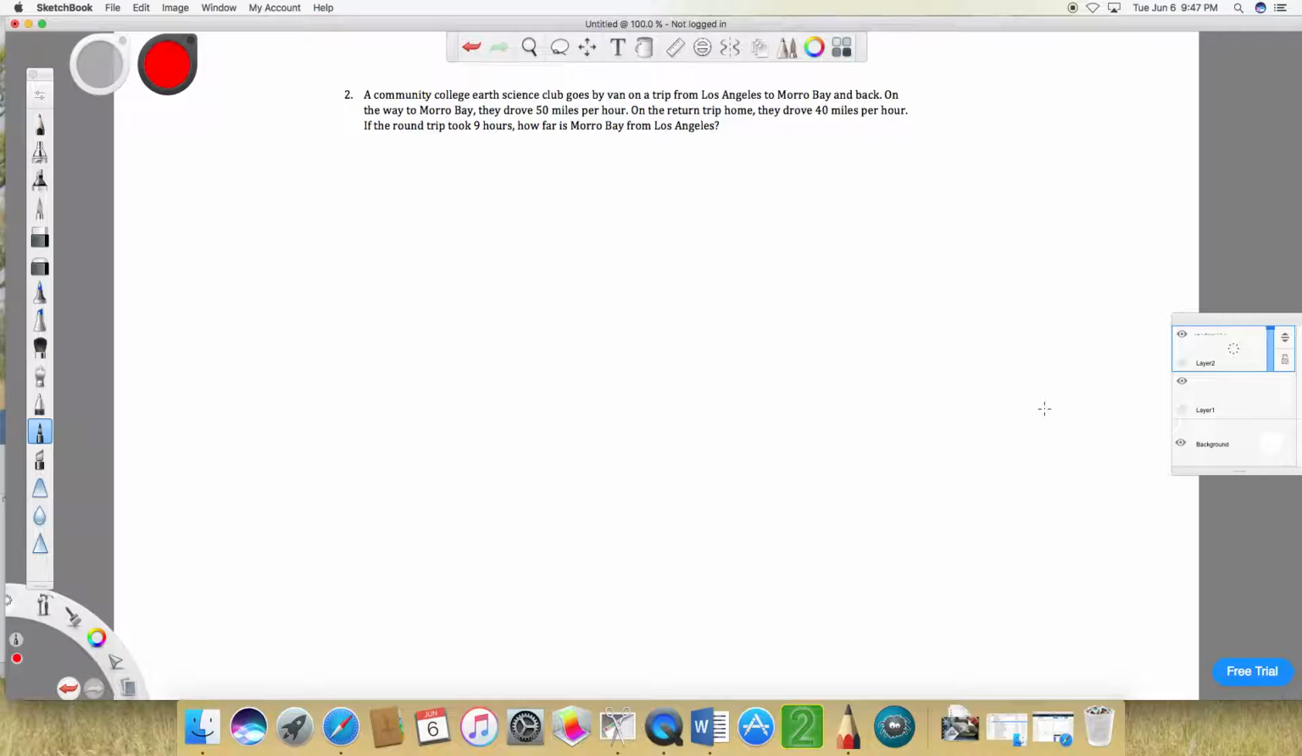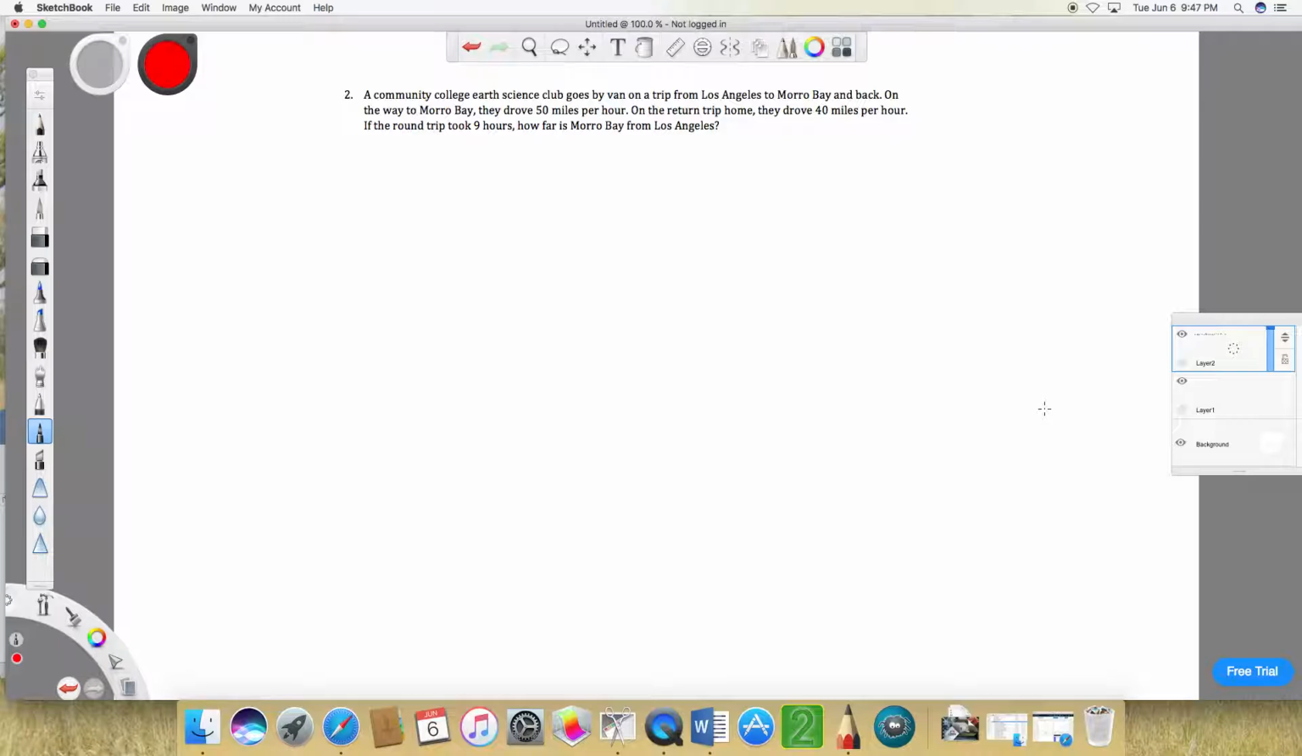We have a community college Earth Science Club that goes by van on a trip from Los Angeles to Morro Bay and back. On the way to Morro Bay, they drove 50 miles per hour. On the return trip home, they drove 40 miles per hour. If the round trip took 9 hours, how far is Morro Bay from Los Angeles?